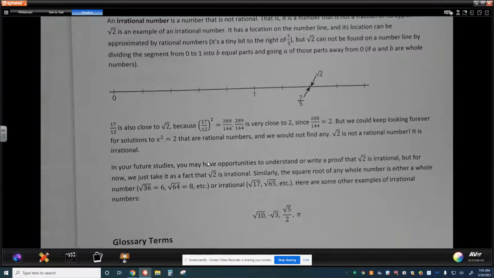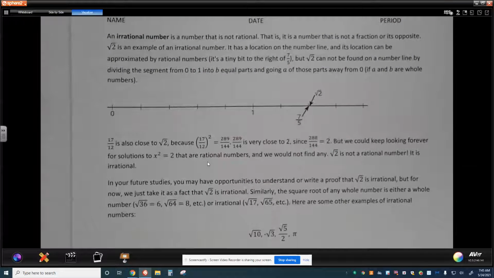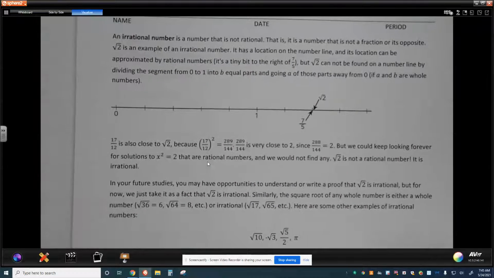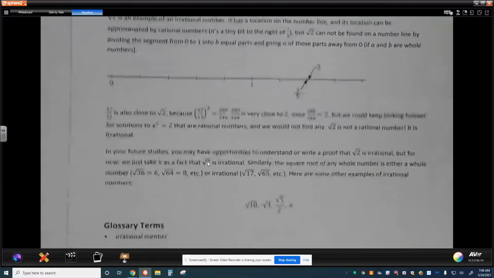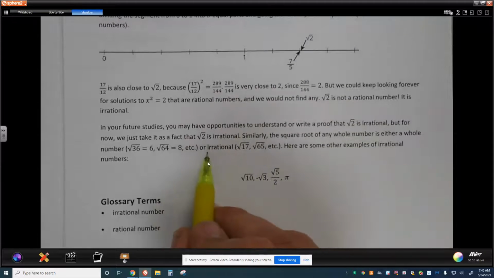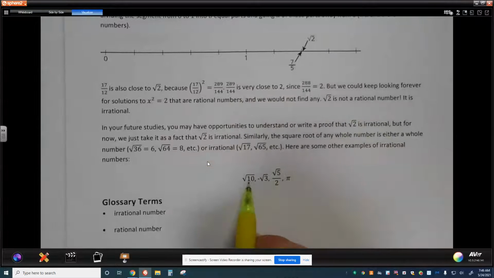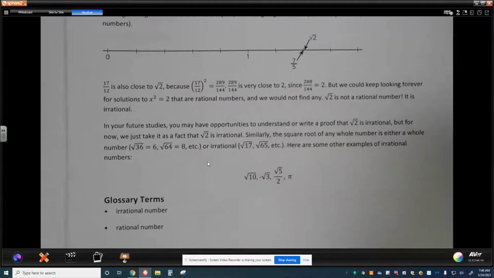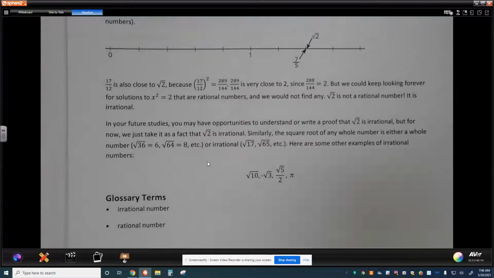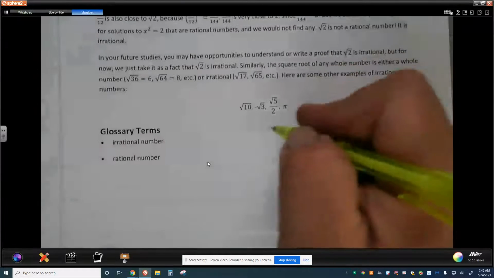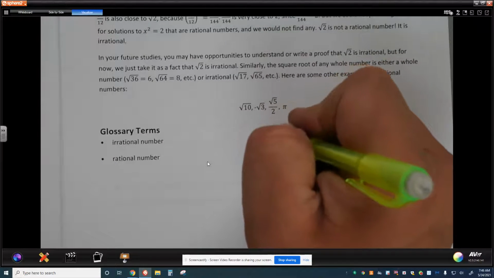An irrational number is a number that is not a fraction or its opposite. It does not have an exact value. The square root of 2 is definitely a great example of that. We can also look at other examples such as the square root of 17, 65, 10, the opposite of the square root of 3, and the square root of 5 divided by 2. That gives us the idea of an irrational number.